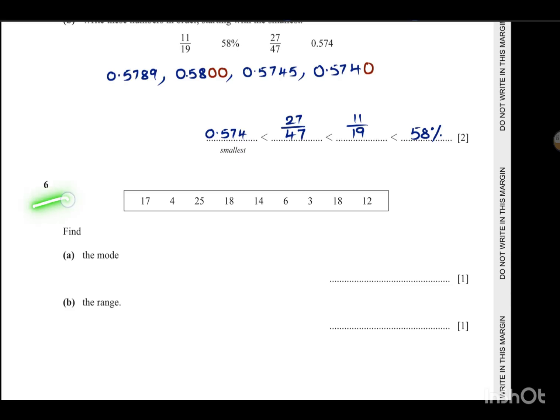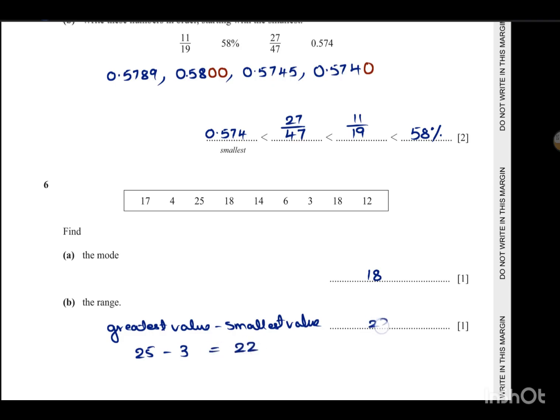Question number 6, find the mode. These are the numbers given to us, and they are asking us to find the mode and the range. Mode is the number which is repeated the maximum number of times. So we see that 18 has repeated 2 times, so 18 will be the mode. And how will you find out the range? You have to take the greatest value minus the smallest value. This is range. So 25 is the greatest number, the smallest is 3, so you will have the answer as 22.